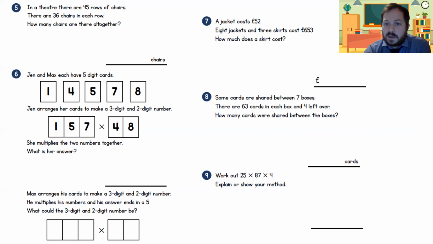Number 8, some cards are shared between 7 boxes. There are 63 cards in each box and 4 left over. How many cards were shared between the boxes? Think about what you need to do in order to get to your answer. You think about the inverse in this case. And finally, you've got to work out 25 times 87 times 4. Explain and show your method. So this really is a place of trying to show what you've done and remembering the rules around multiplication. Pause now and have a go.